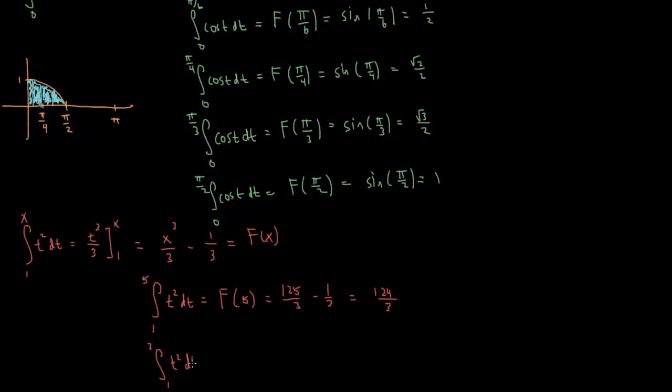Okay, but then let's say right away I wanted the definite integral from 1 to 3 of t squared dt. Well, instead of going ahead and finding another antiderivative, doing another fundamental theorem of calculus application, I can just evaluate capital F of 3, which I look at, that's 3 cubed over 3 minus 1 over 3. So 3 cubed over 3, that is 27 over 3 minus 1 over 3, so that's 26 over 3.